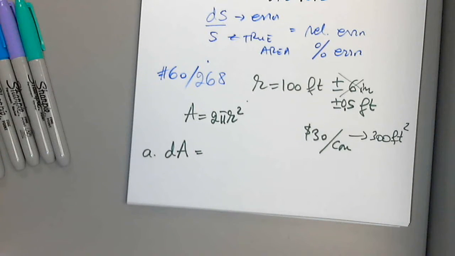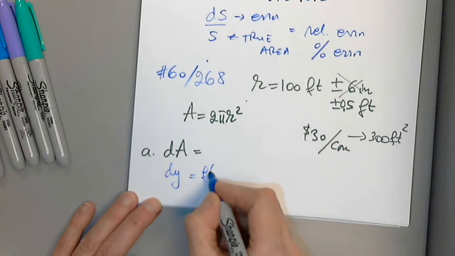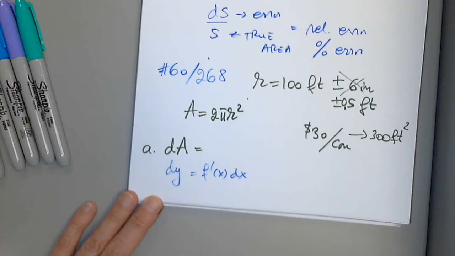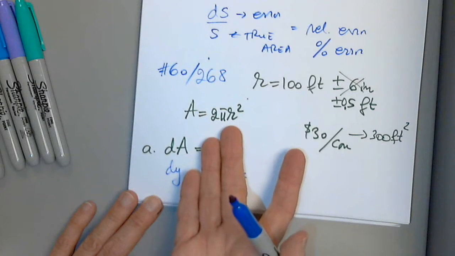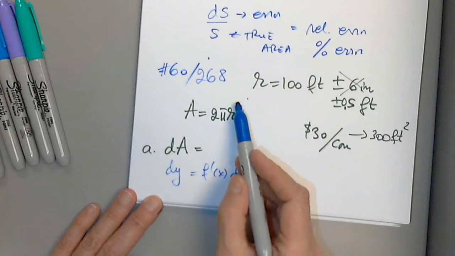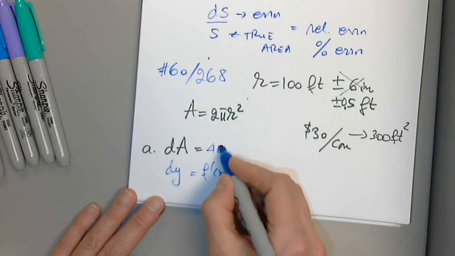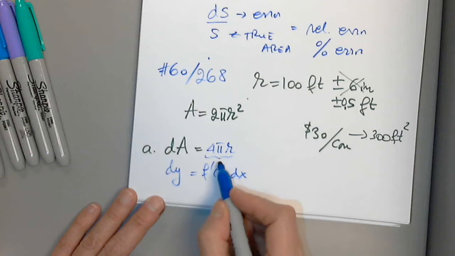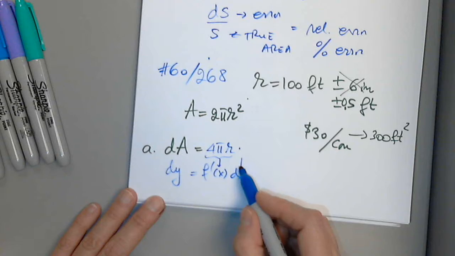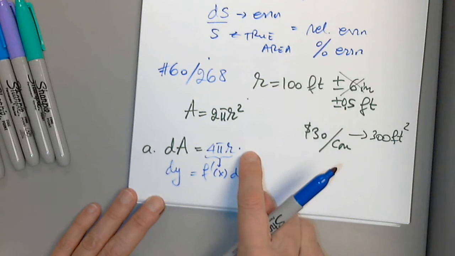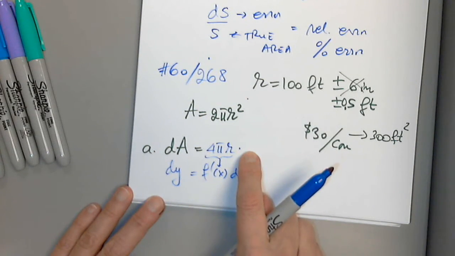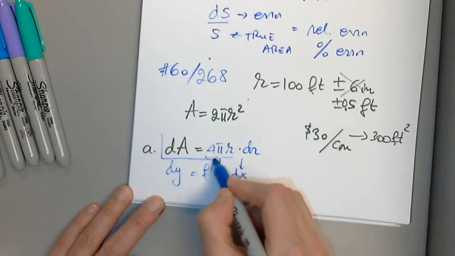The formula for dA will be like the formula for dy, f prime of x dx. Can anyone give us dA? 4 pi r times this, 0.5. Careful. Yes, correct. But I have to write dr for now.